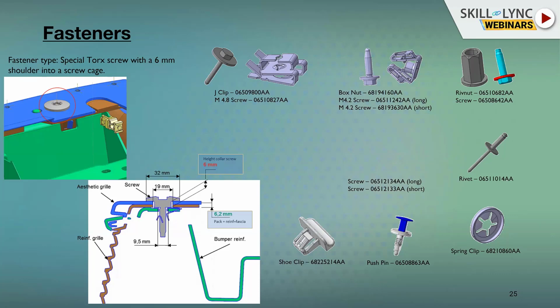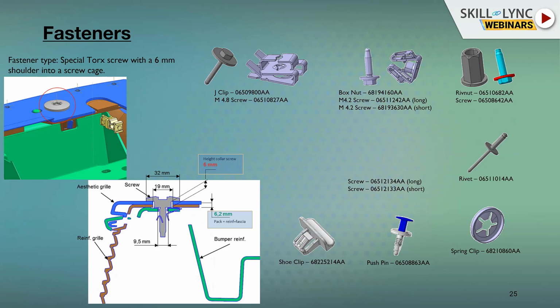The other ones are fasteners. As I talked about earlier, it is kind of screwing the components together. There are various fasteners like J-clip, box nut, rivet, screws, and push pins. In this example, the blue one is the grill, the green one is the leg catcher, like the bumper reinforcement, and the brown one is another grill component. All those three components have come together using a J-clip, which I've displayed here, and they are attached together using the screw.